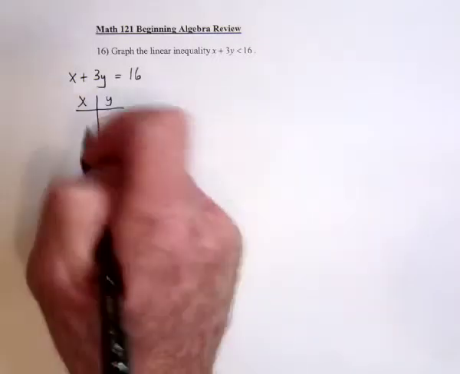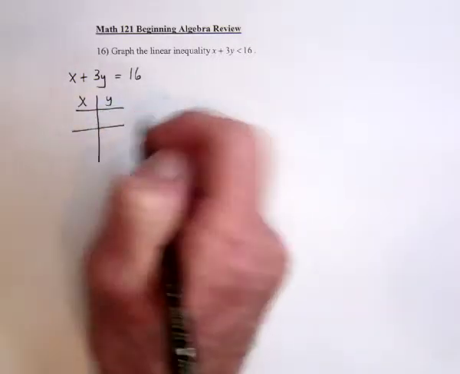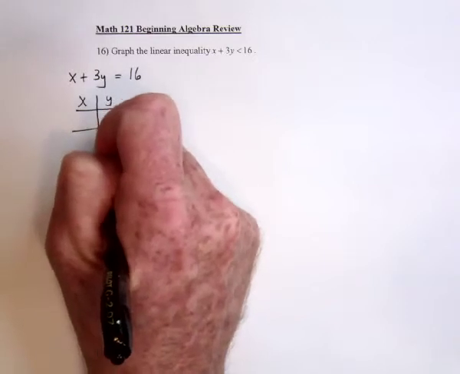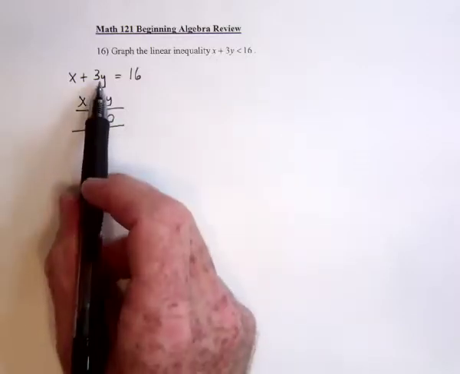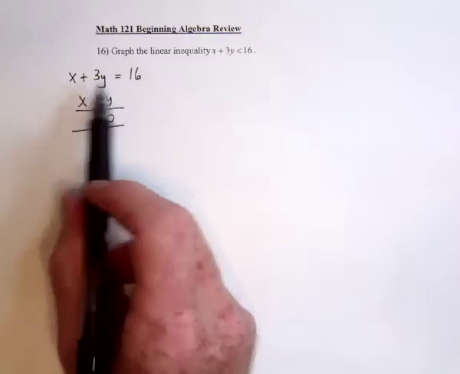You can pick values. Like I could go, oh, what if y equals 0? If y equals 0, this would be 3 times 0, which means it would disappear. And then it would leave you x equals 16.